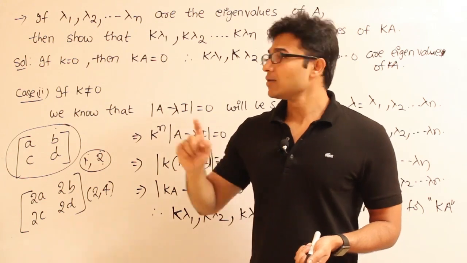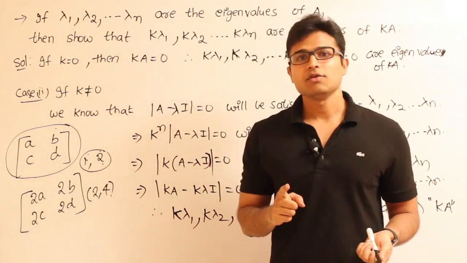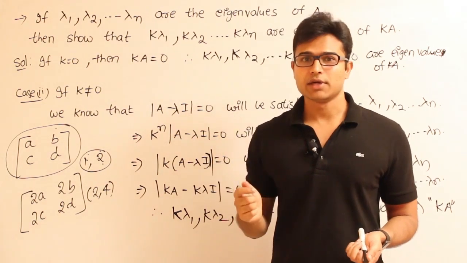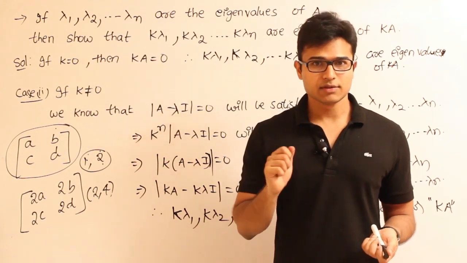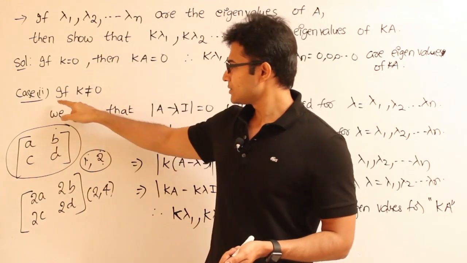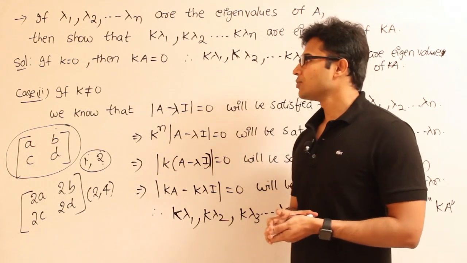What is true? If lambda 1, lambda 2, and so on up to lambda n are eigenvalues of A, then k into lambda 1, k into lambda 2, and so on up to k into lambda n are eigenvalues of k into A. This is true for k equal to 0. Now we have to show that this is true for k not equal to 0. Now let's go to the second case. Second case is what? If k is not equal to 0. Now let's see how to prove it.